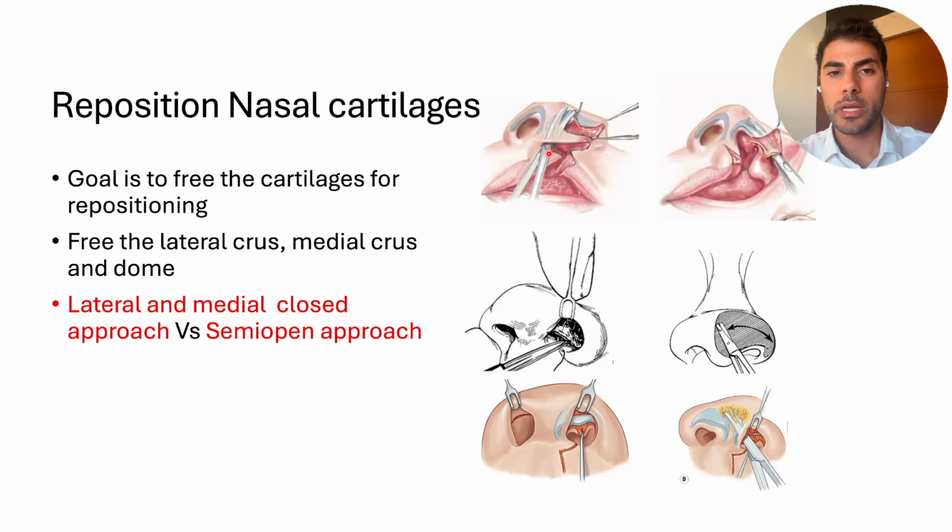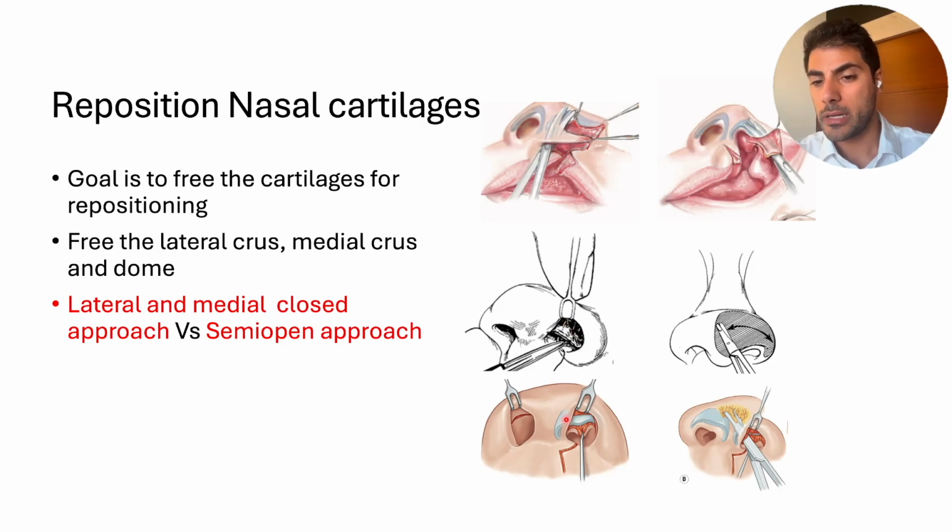And here we can see the repositioning of the nasal cartilages. So before repositioning them, we want to free them. This is the technique in which we free the nasal cartilages. So we have two techniques. We either have the closed technique, where the access points are the medial and lateral incisions of our cleft lip. So we can see how we do not do the incision on the rim. We actually access it from the incisions. Or the semi-open approach, in which we perform an incision on the nasal rim.